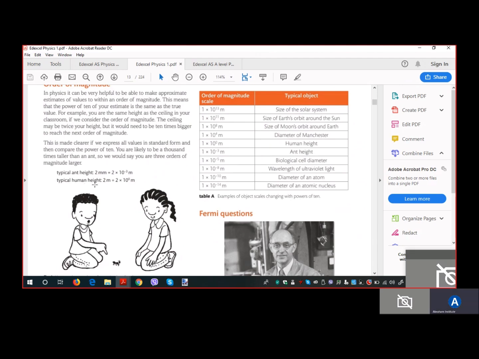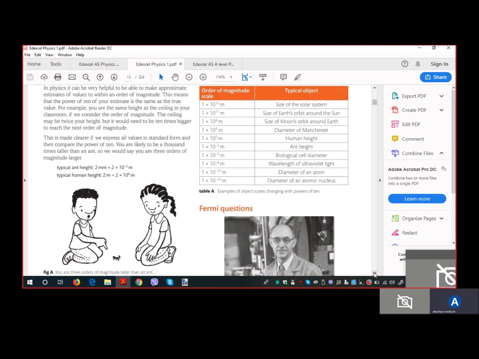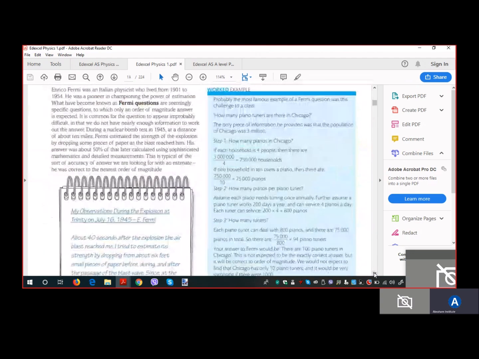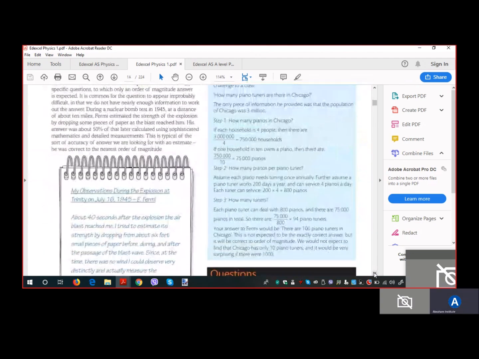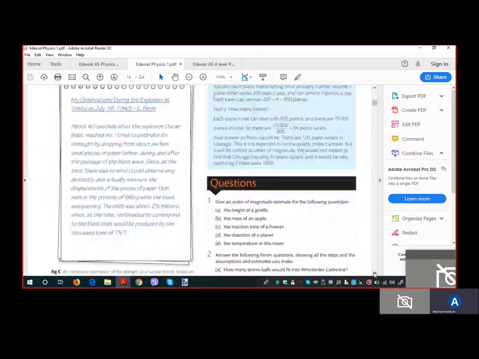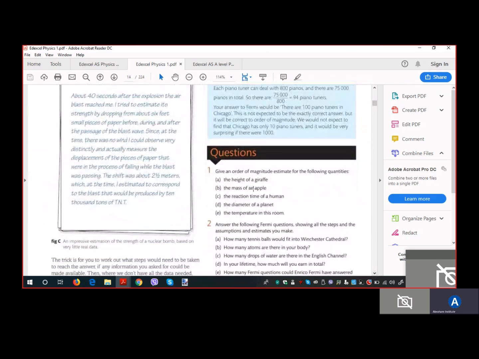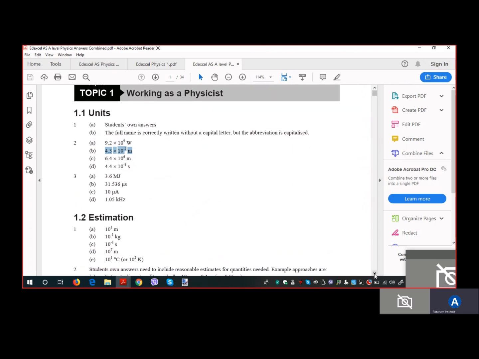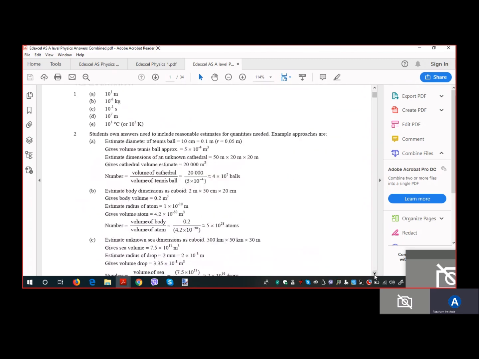Typical human height is 2 meters. Now you see here they say 1, but it's actually about 2 meters, 1 to 2 meters. These things I think you can go through yourself and understand. See, for example, height of giraffe, very easy. You can do this and you can also check these answers. See the estimation part. These are the answers. Very easy.